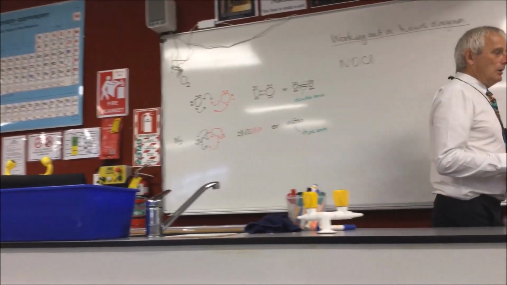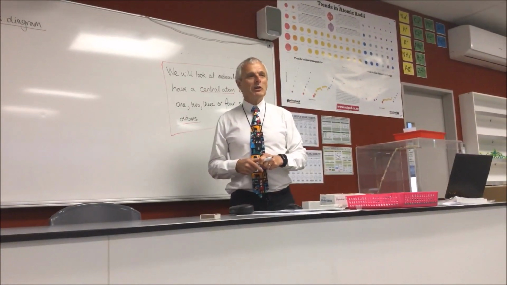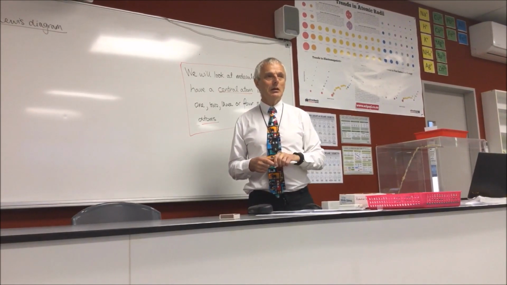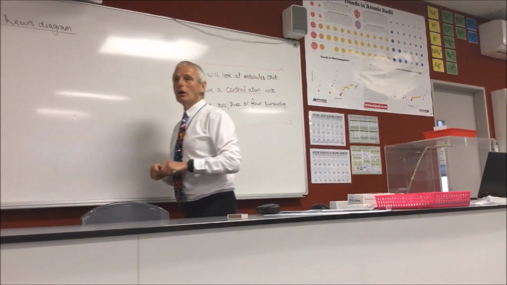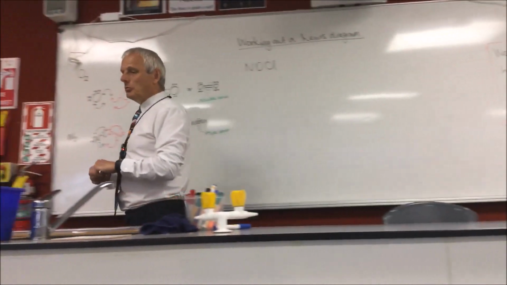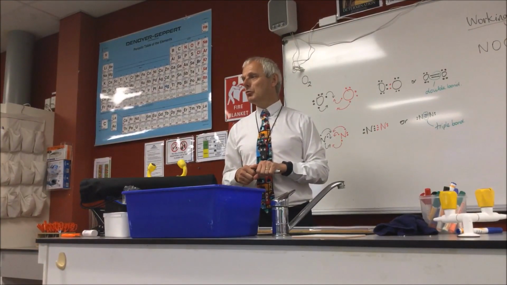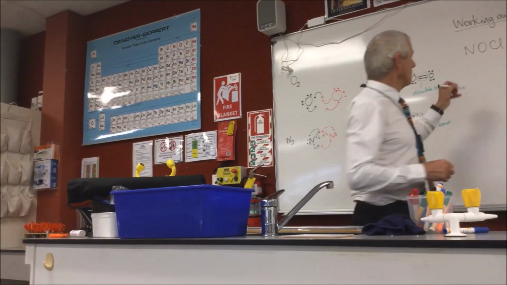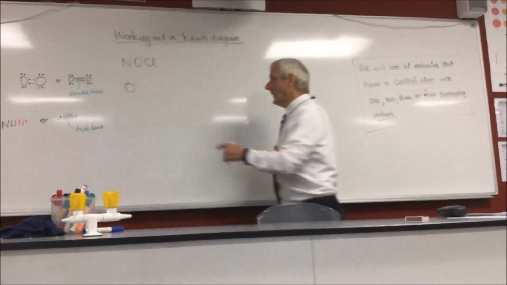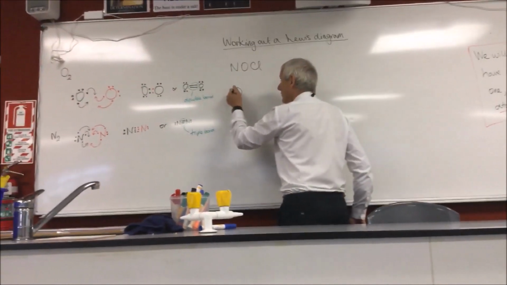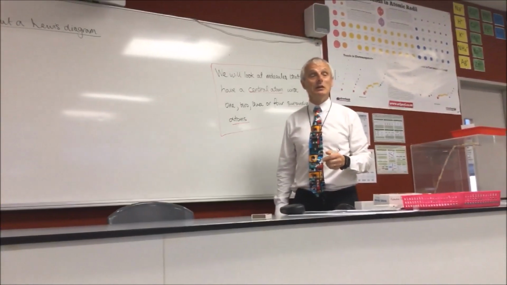Now, if we're going to work out a Lewis diagram, what does the Lewis diagram tell us again? It tells us the valence electrons within the molecule. So where the valence electrons are in the molecule. So what would be the most obvious thing to do first? What should we do first? Work out how many valence electrons we've got. That's the first thing we need to know, isn't it? Because we've got to start putting them around the molecule. Well, we need to know how many there are.